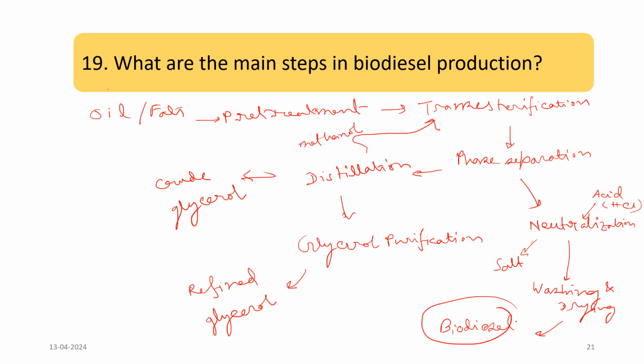So from the triglyceride or vegetable oil, we are producing biodiesel: the first step is pre-treatment, then the transesterification process, then phase separation. Then we are doing the neutralization of the catalyst, and then washing and drying, and then we collect the biodiesel. On the other hand, the other part from the phase separator goes into the distillation column. Unused methanol is returned back to the transesterification process, and from the top portion we are collecting the glycerol, purifying it and getting refined glycerol, and from the bottom we are getting the crude glycerol. So these are the steps for biodiesel production.